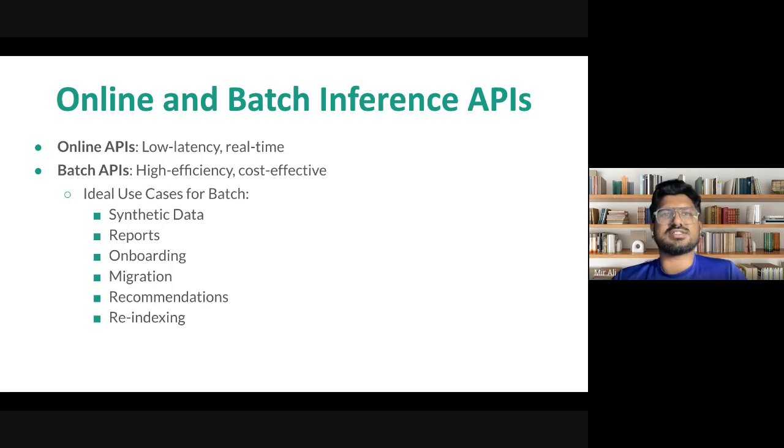The other is batch APIs, where we can have multiple datasets and ask them to be processed for our inferencing. The ideal use cases for batch are generating synthetic data, generating reports, onboarding, migrating from one model to another for recommendations, and reindexing. Based on our use case, situation, and requirement, we can choose between online and batch APIs. Using batch APIs can give us significant cost reduction, which is very helpful for clients and even the inference providers.